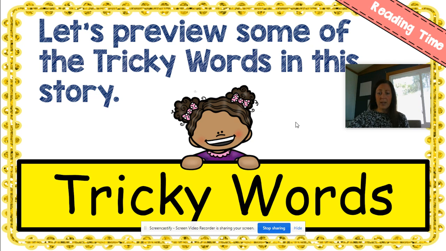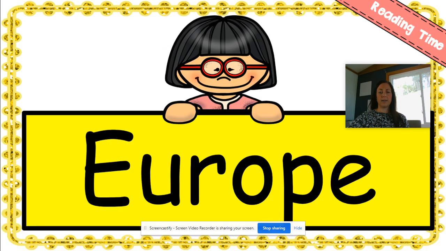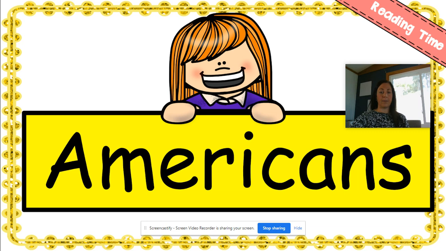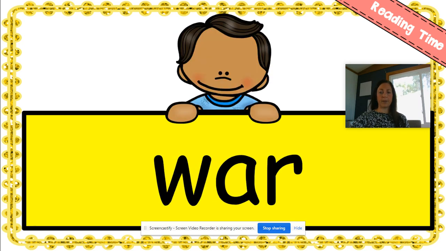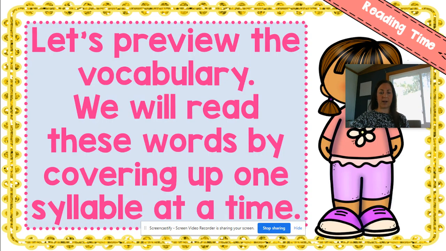Let's review some tricky words. I'm going to go through these pretty fast because you guys are pretty good at tricky words. If you need to hear them again because you plan to read the story independently, just make sure you rewind the video and listen to them again, okay? First one is Great Britain, then Europe, Native, Americans, you hear the schwa there, war, signature, again, another schwa, okay? And then we go right into vocabulary. So not a whole lot of tricky words.